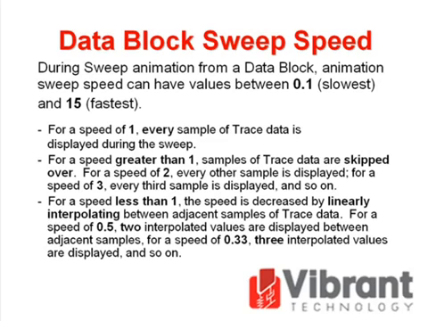For a speed less than 1, the speed is decreased by linearly interpolating between adjacent samples of trace data. For a speed of 0.5, 2 interpolated values are displayed between the adjacent samples. For a speed of 0.33, 3 interpolated values are displayed between adjacent samples, and so on.